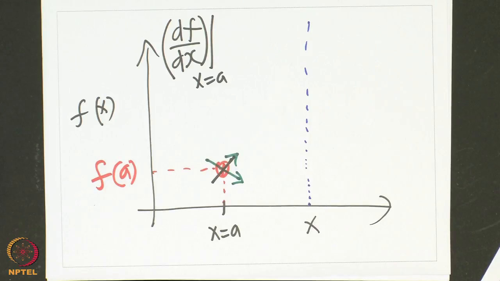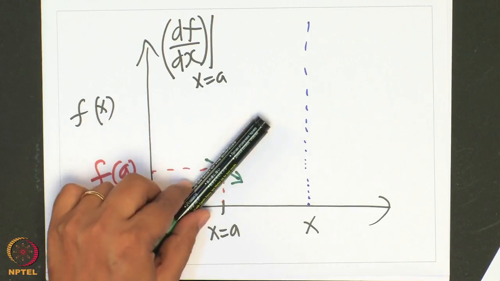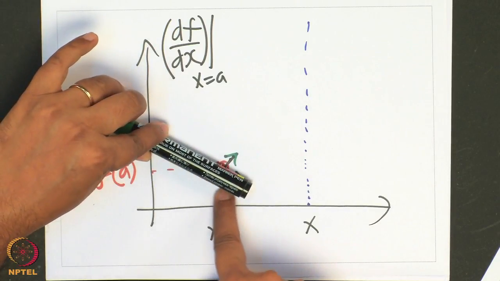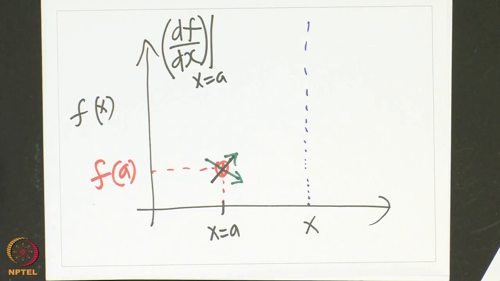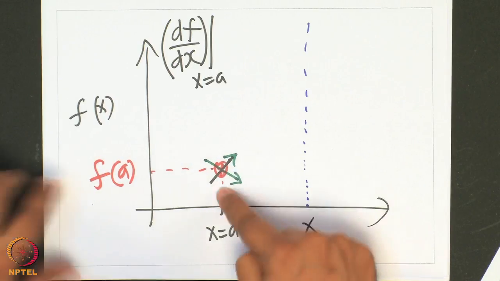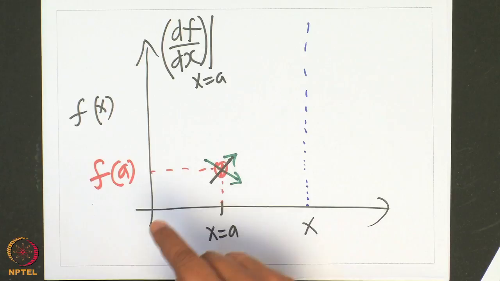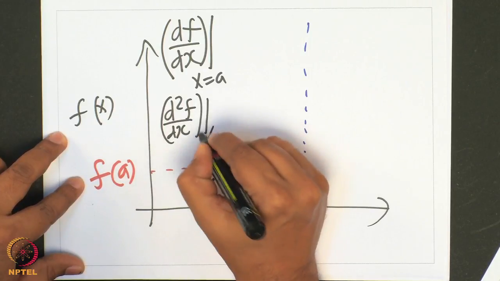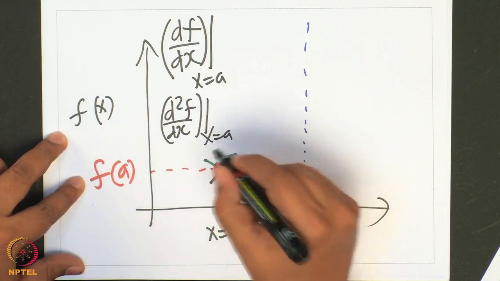I hope you understand this. Think about it: I know the function at this point, and I also know the slope. If the slope is like this, the function is going to go like this, at least locally. But it's not enough to know the slope. You have to know the second derivative, whether it is curving, and the third derivative and all the derivatives at this point. It's not just the slope at this point: you have to know the slope, then the curvature, the third derivative and all derivatives at x equal to a.